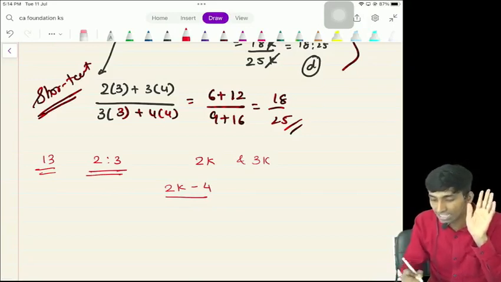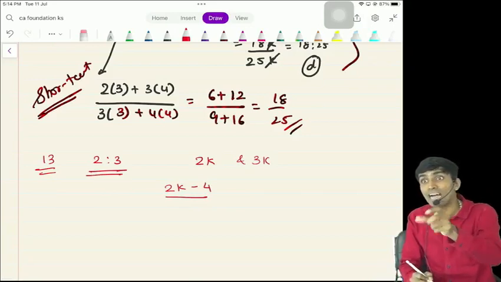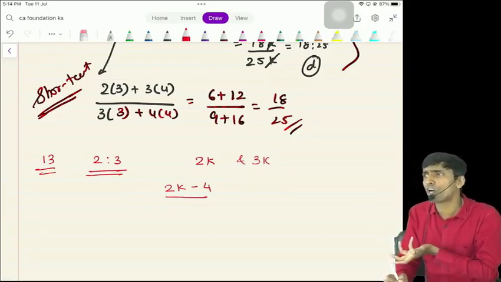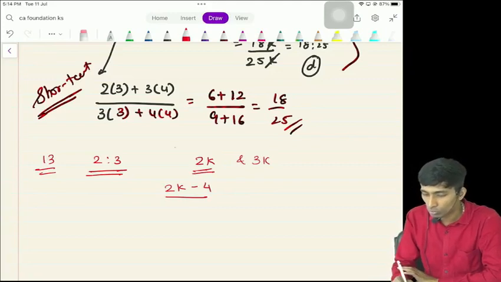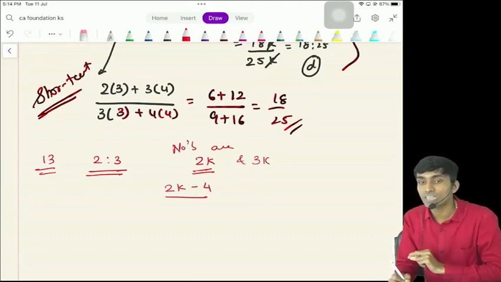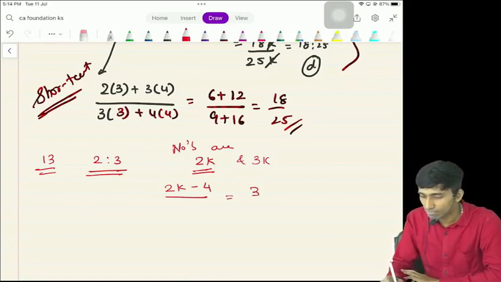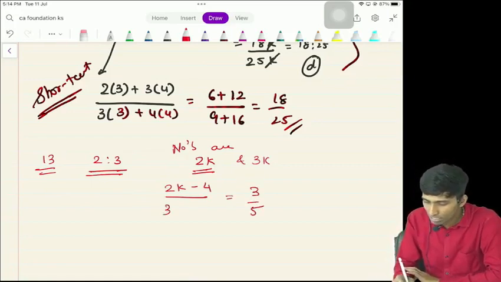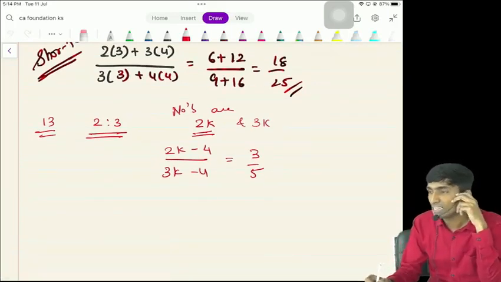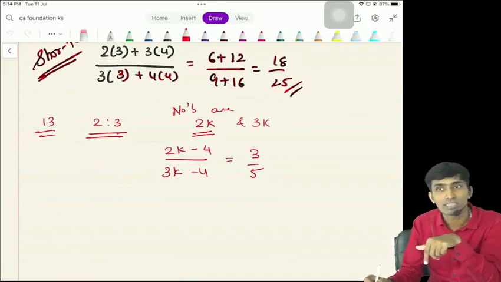Two numbers are in the ratio this. So to get that number, I will multiply each ratio, numerator and denominator, with k. K is a constant. So my numbers are 2k and 3k. What they are saying is, if 4 is subtracted from each, they are in the ratio 3 by 5. If I subtract 4 now, the ratio is 3 by 5. Understood? You can either solve this equation.